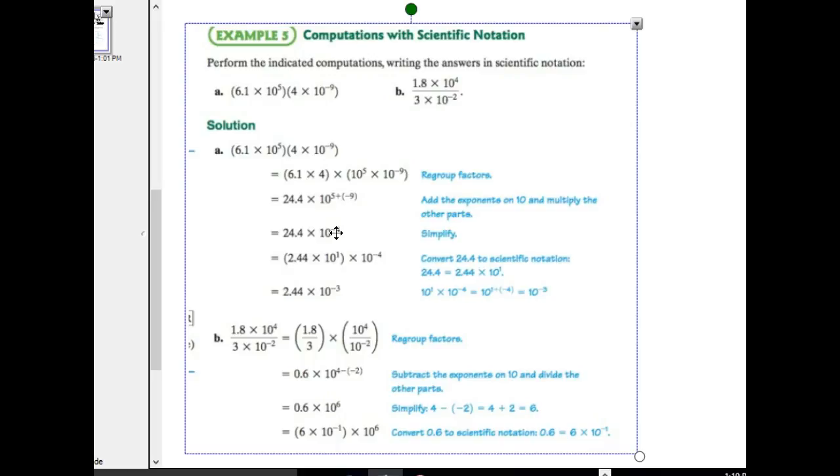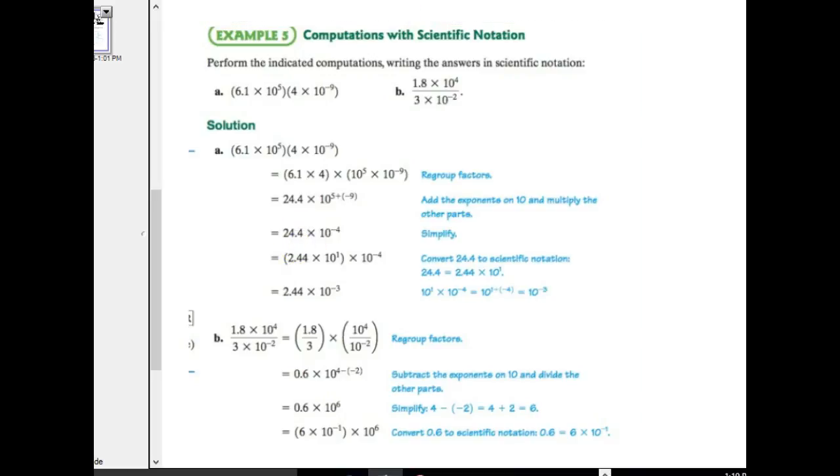Now, the problem with this is you can't leave the main number. That has to be a number between 1 and 9.99999. So 24.4 is too big. So what do I have to do? Well, I have to convert the 24.4 down to 2.44, which is a number between 1 and 10. Okay? And because this was too big of a number, that means that I also have to go up, even though now I moved this number over 1, from here to here, but that means I've got to take this number and go up 1.